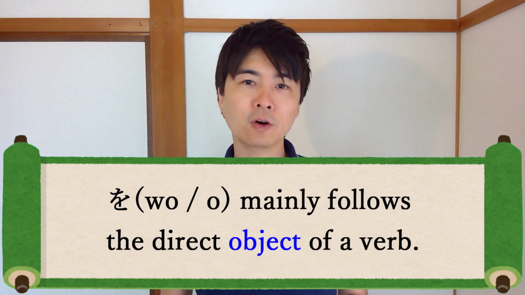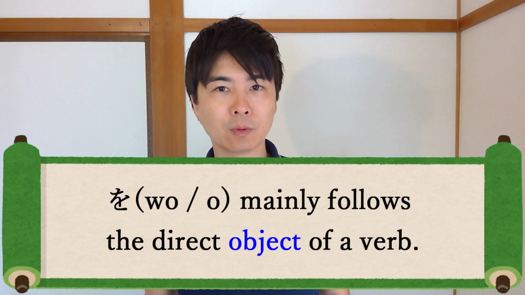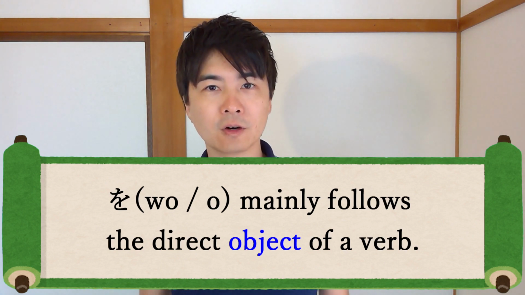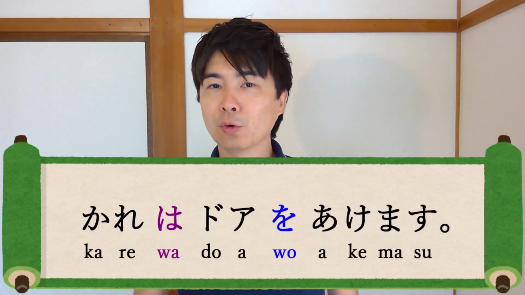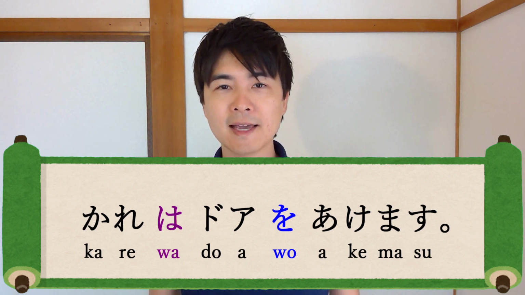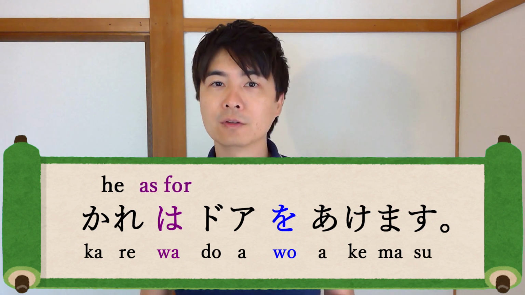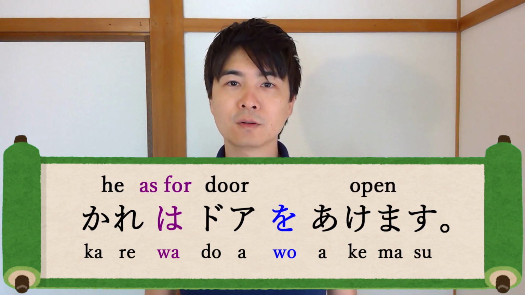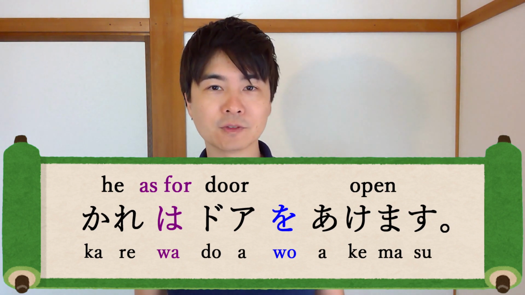The particle を is often called an object marker. The particle を indicates that the noun right before it is the object of a verb. Object means the target of the action of the verb. Let's check some examples. 彼はドアを開けます. This sentence means he opens the door. 彼 means he. は is a topic marking particle meaning as for. ドア means door. 開けます means to open. So this sentence literally means as for him, he opens the door. So it means he opens the door.